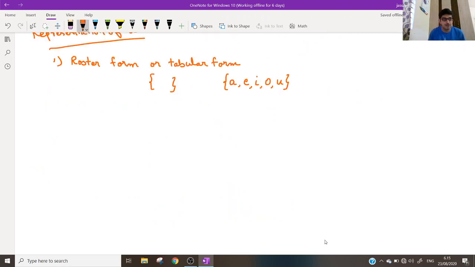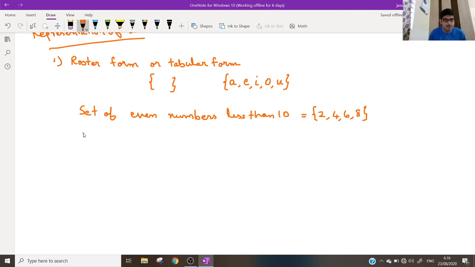Another example for roster form: set of even numbers less than 10. If you list all the elements here, the even numbers less than 10 are 2, 4, 6, 8. So the roster form is {2, 4, 6, 8}.